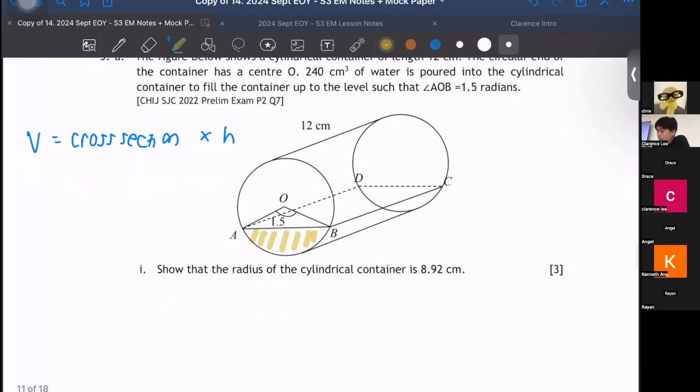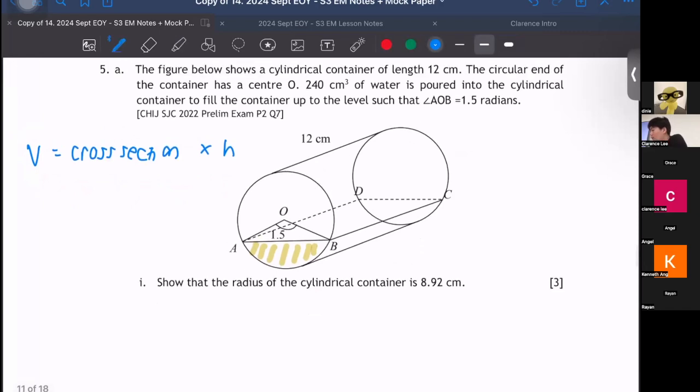So from here, you already have my angle to be 1.5 radian. So your shaded area, which is this portion over here, is my cross-section area. You multiply by 12, you will get your volume. So my volume is 240, which is equal to my area times my height of 12. So therefore, what you can conclude is that my base area is 20 cm squared. So my shaded area is 20 cm squared.